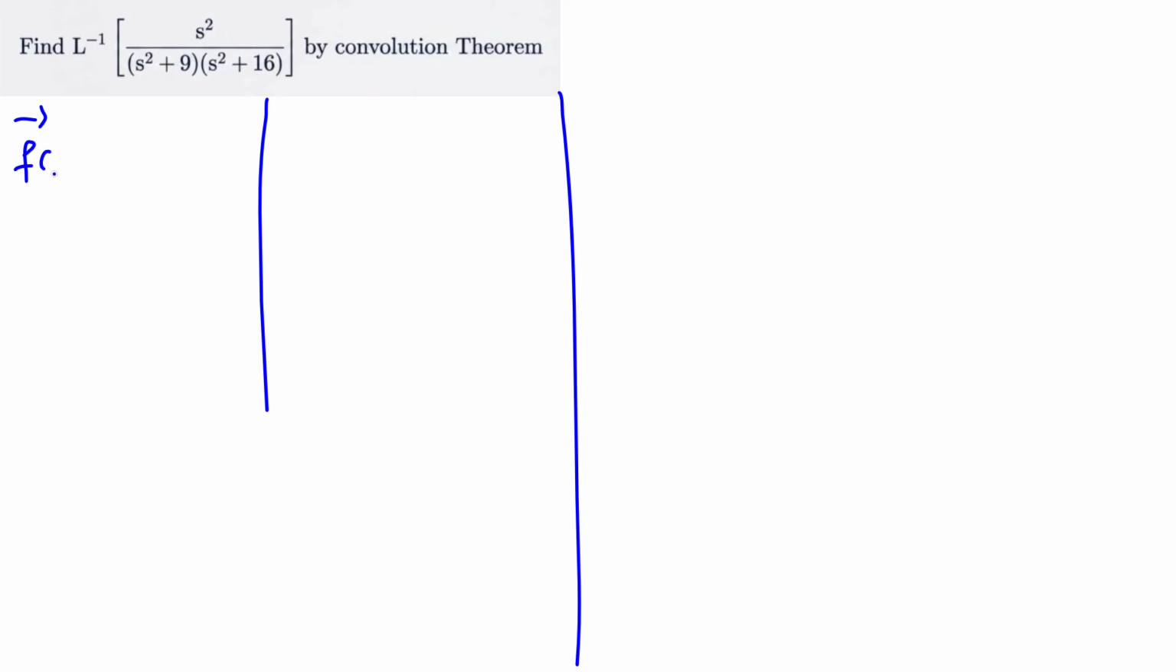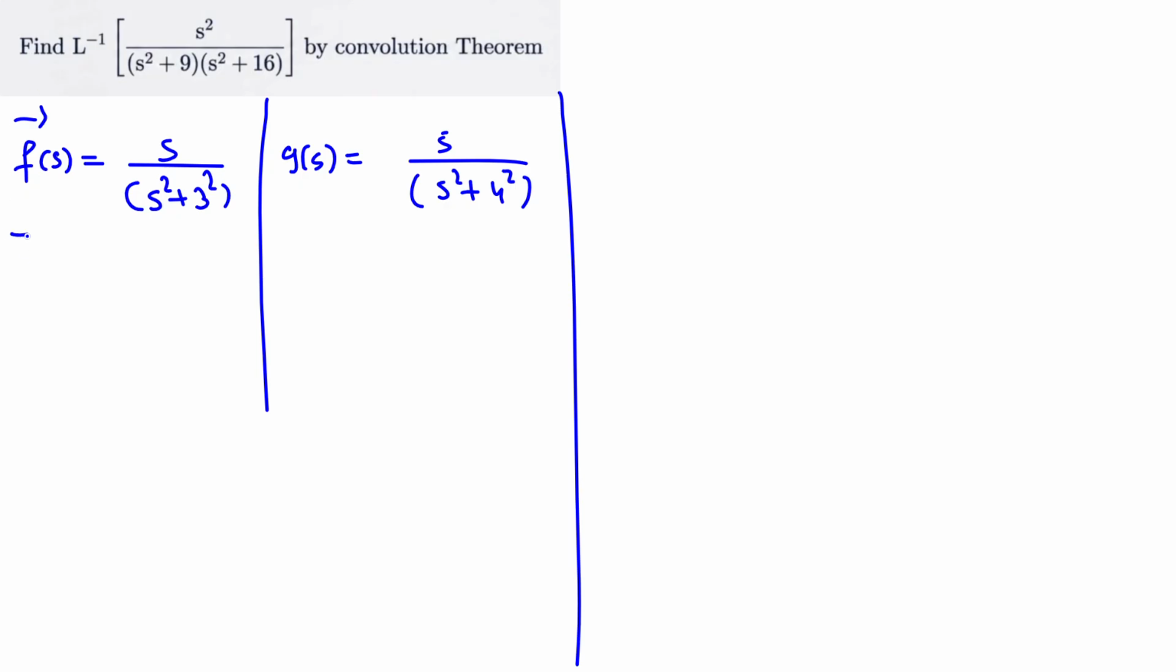So your first step should be to initially write down f of s. Now here you can see s square is in the numerator, so I'm taking one s for f of s and one s for g of s. So s into s square, so I'm splitting this s square and dividing by, write down first bracket here, s square plus 9, I can write 9 as 3 square, and here s square plus 16, I can write 16 as 4 square. Okay, so your first term will be f of s equal to s upon s square plus 3 square, and g of s is equal to s upon s square plus 4 square.